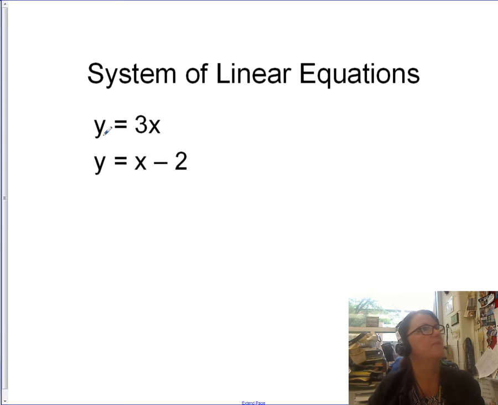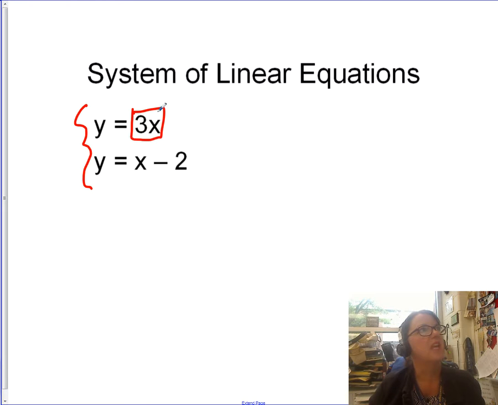Here's a system. We have y equals 3x, y equals x minus 2. We could graph this, absolutely, but what I want to do is give you another option and do it algebraically. So here's what we're after today. You have two equations. I'm telling you that y equals 3x, so what I want you to do is put a box around that 3x, okay? Because here's what we're going to do.